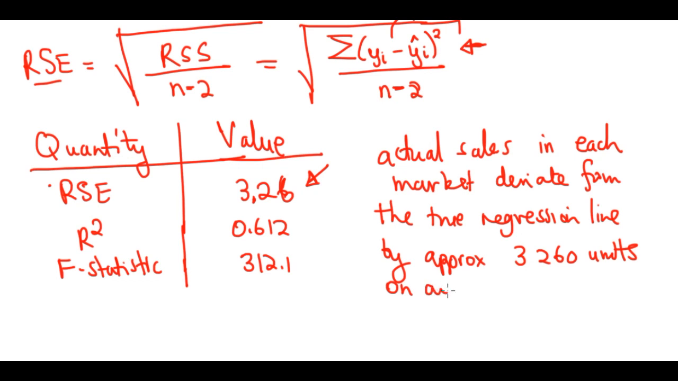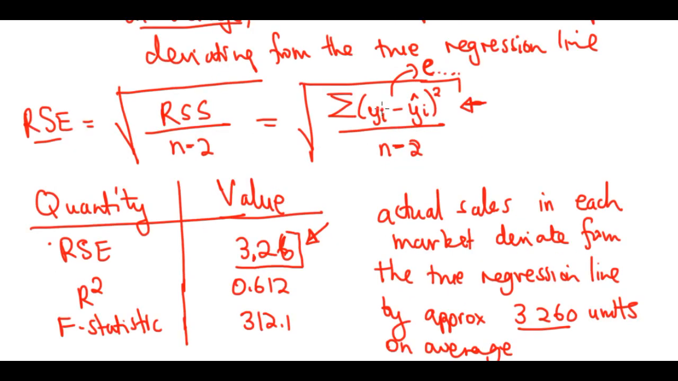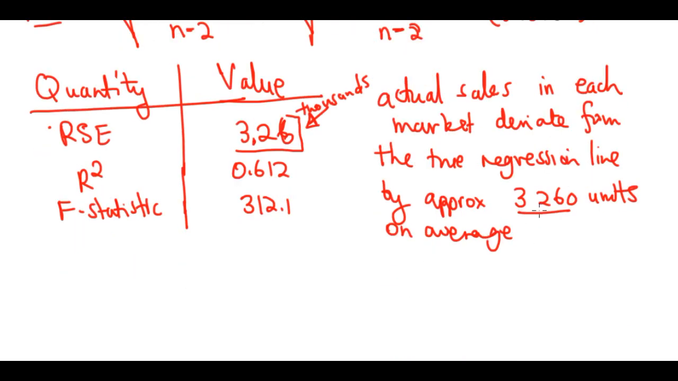On average. So why 3,260 units? Because when we calculate our RSE, we are subtracting yi minus yi hat, squared, right? And these are in thousands. So which means the RSE that actually comes out is 3.26 thousands. And 3.26 thousands is equal to 3,260 units, right? So your question would be something like, is this 3,260 an acceptable deviation from the true regression line?